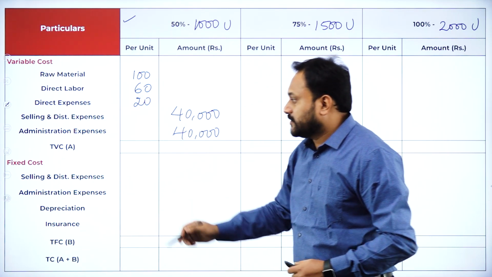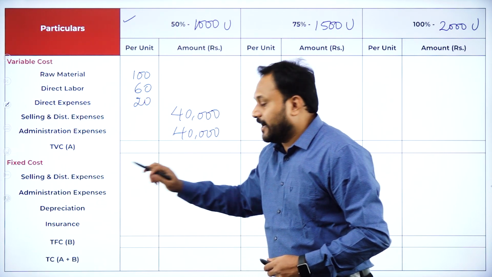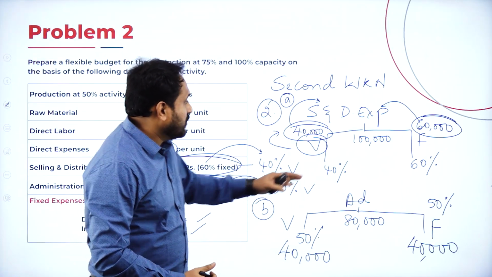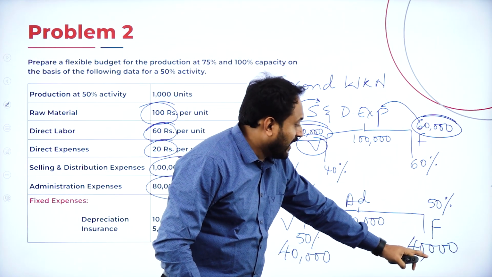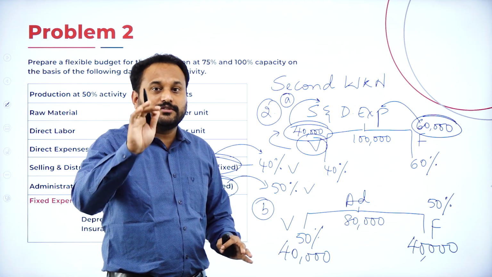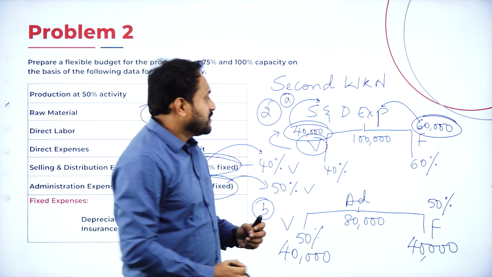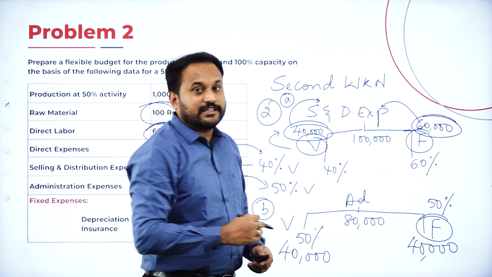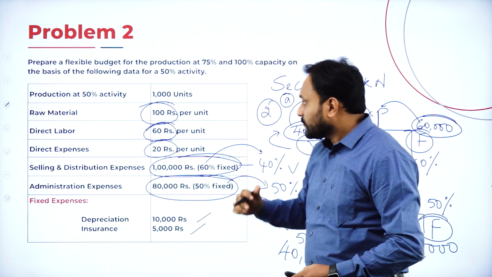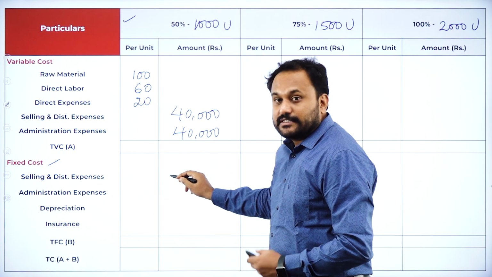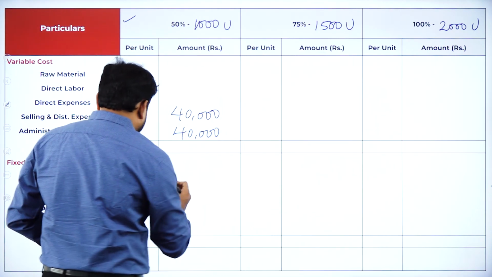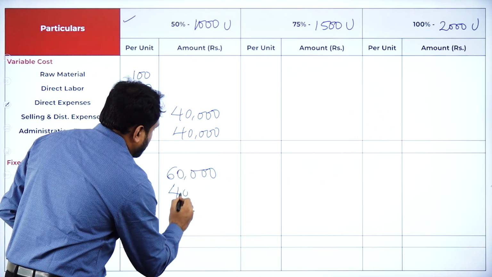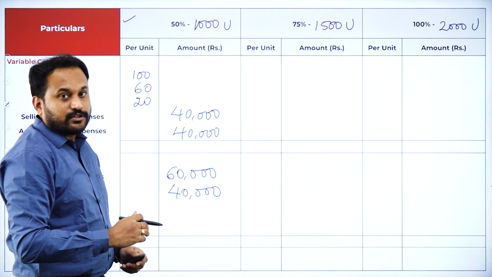Let's go with the next one also here. Selling and distribution expenses and administration expenses, when it comes to fixed cost, how much it is. Now we have calculated that as 60,000 and 40,000. If you have any doubt here, students, you need to pause, again go back and then check. So here 60,000 and 40,000 is for semi-fixed cost. Semi-fixed is 60 and 40,000. So let's write the 60 and 40,000. So when we go with this, here we will write 60,000 and here we will write 40,000. So is it easy?